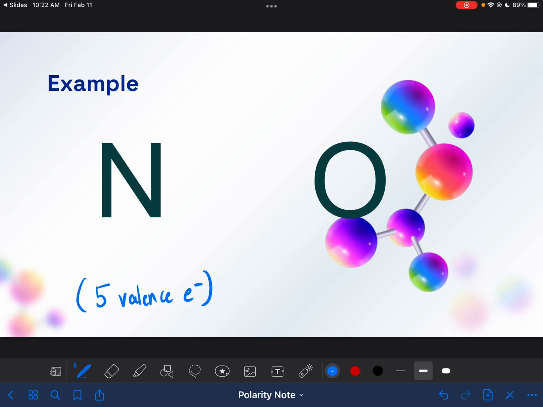I'm just going to say e minus for electrons. Since nitrogen has 5 valence electrons, I'm going to make sure that I have 1 dot on each side. So we talked about having it north, south, east, west for compass, or top, bottom, right, left, whatever you want. The order does not matter.